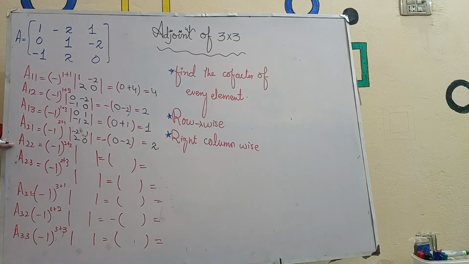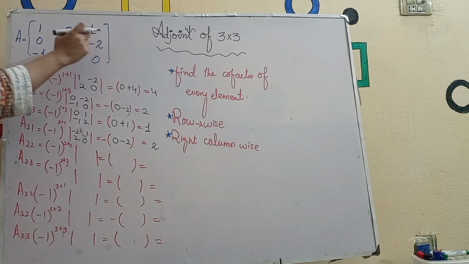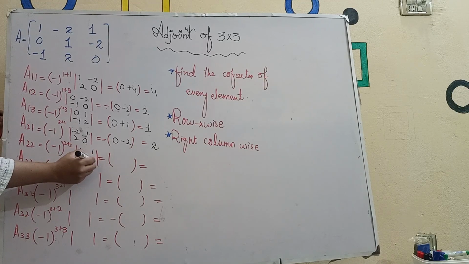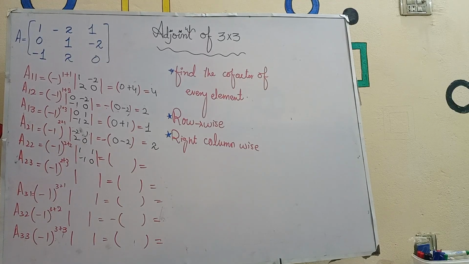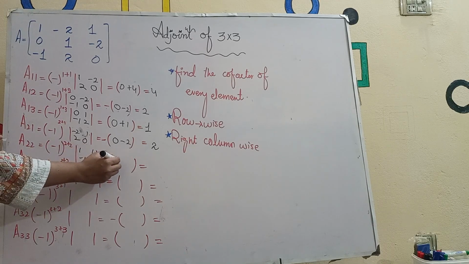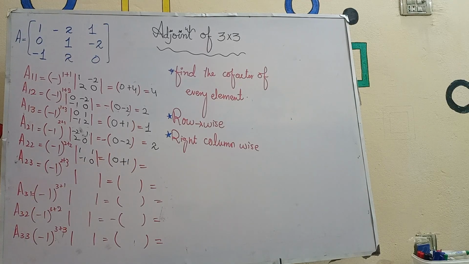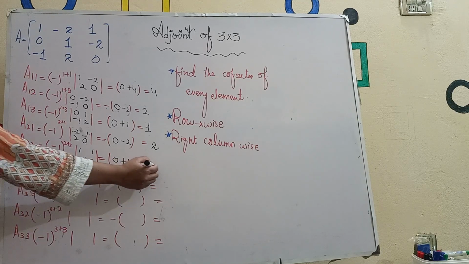Moving towards the next element, that is A22, we have to calculate the cofactor of this element. For this we remove this row and this column, and we are left with 1, 1, minus 1 and 0. For this, friends, 1 multiplied by 0 becomes 0, and 1 multiplied by minus 1 becomes minus 1, but we already have a minus in front, so it becomes plus 1. So we are left with 0 plus 1, and that is going to be 1.